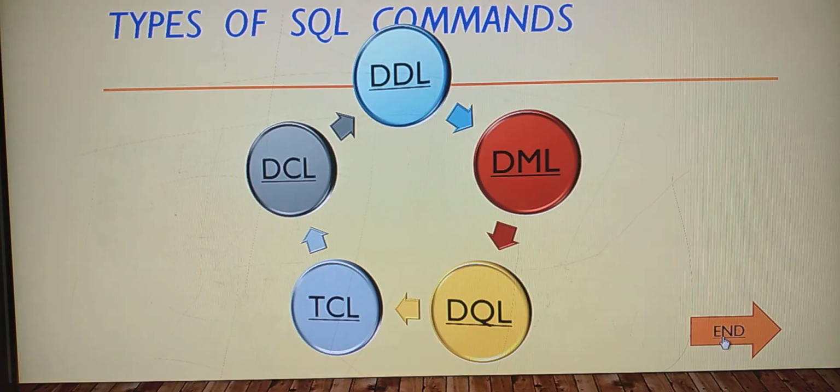What are the types of SQL commands we have discussed? First one is DDL, that is data definition language. Next is DML, data manipulation language. Next, DQL, data query language. Next is TCL, transaction control language. And the last one is data control language. DCL is going to control your data, and TCL is going to control the transactions you are going to do. So, clear with the types of SQL commands?